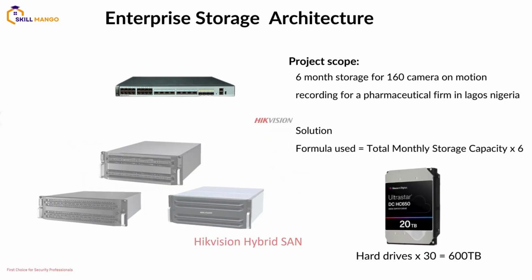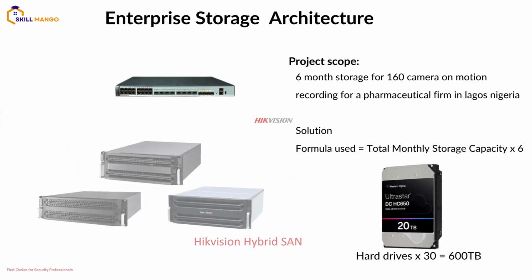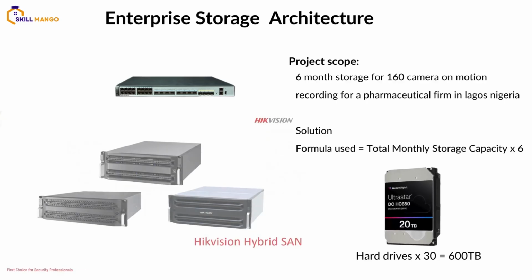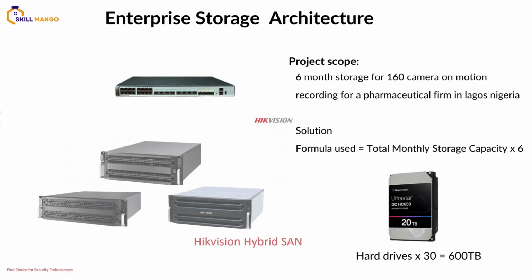So that number was now multiplied by 30. Well, it was multiplied by 6 rather. Sorry for my error there. We multiply the total number they gave us by the number of months they want. So in our case, it was 100 terabytes. By the time we added all their storage together, it gave us 100 terabytes. We now multiply 100 terabytes times 6 months, which is 600 terabytes. And we gave them this solution, this iVision hybrid SAN. It's a hybrid SAN, okay, with this hard drive, which is 20 terabytes times 30 to give us 600 TB. So that was the solution we offered to them.